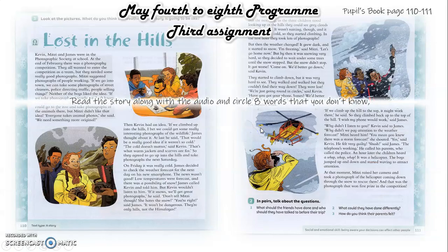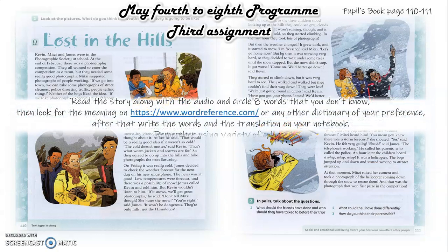And let's move on to one last activity. You have a reading. This is in the pupil's book, pages 110 and 111. And what you're going to do here is read the story and then pick 8 words that you don't know. What we want you to do here is to expand your vocabulary. And after you pick and circle 8 words that you don't know the meaning of, find the meaning in this dictionary.